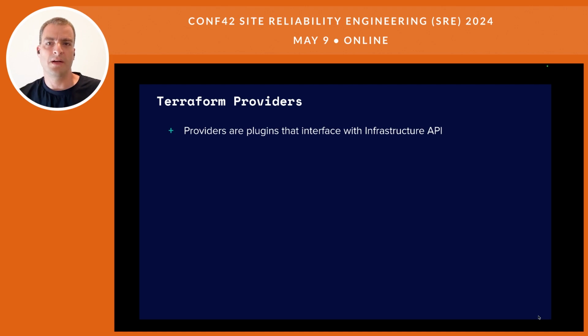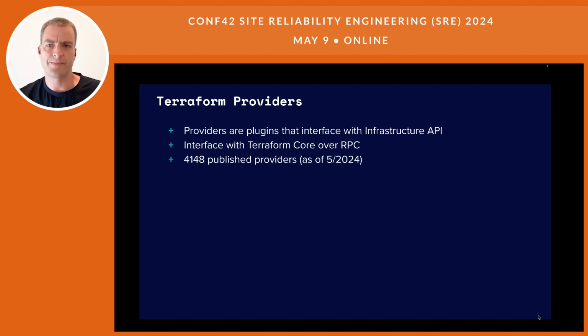Terraform providers are the plugins that interface with the infrastructure API on one side, and they also interface with the Terraform core over RPC on the other side, and they bridge the gap between what Terraform core is and what the infrastructure needs on the API to create the infrastructure elements. There are 4,100 plus published providers as of this recording. And the main point is that anyone can create more providers. You don't have to associate with the infrastructure vendor itself. Anyone can create a provider as long as there's a valid API that you can work with.